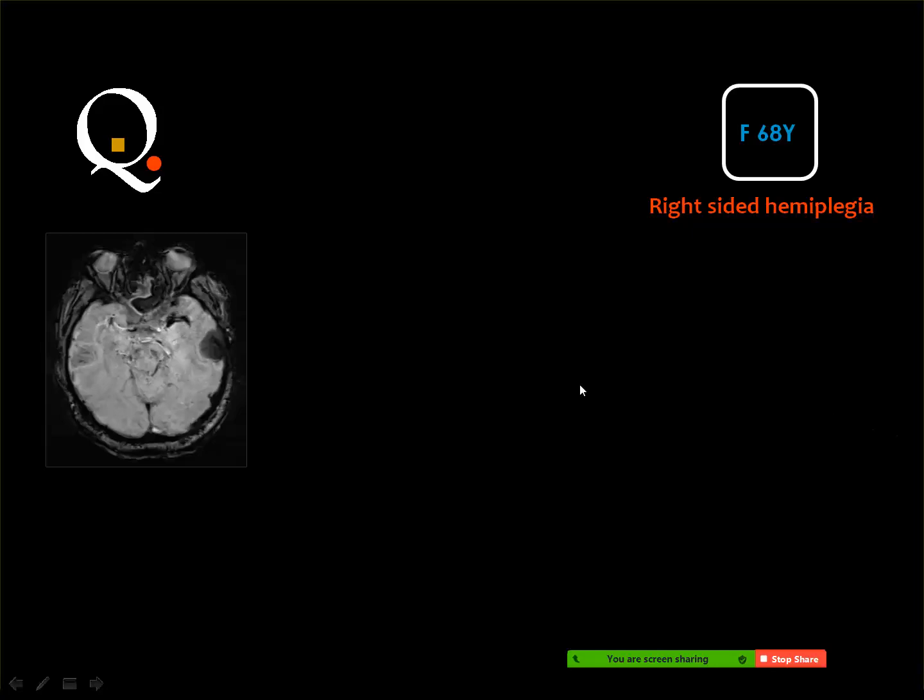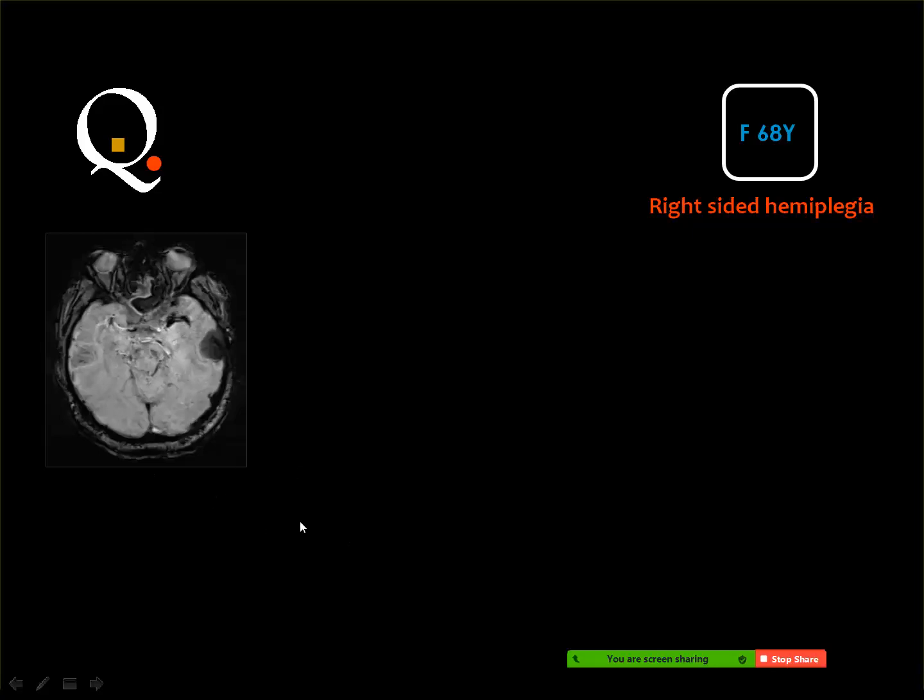What do you think of this case? And I should notify you that this is an artifact. What is this image? T1 axial MRI? No, it's not T1. You see the globe is bright. SWI. Yes, this is a susceptibility weighted image.